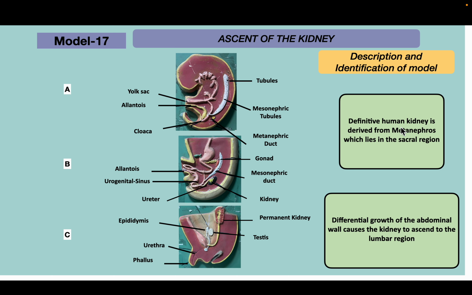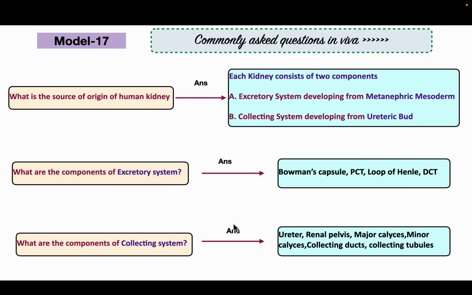So definitive human kidney is derived from the metanephros, which lies in the sacral region. Differential growth of the abdominal wall causes the kidney to ascend to the lumbar region. So as the differential growth of the abdominal wall is happening, it ascends upwards. So this is the third stage from where the progression of the ascent of the kidney is happening. So this is the initial stage, this next stage, and this is the last stage when the permanent kidney is taking its original position in the lumbar region.